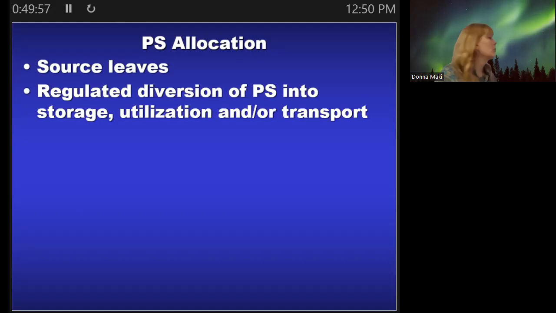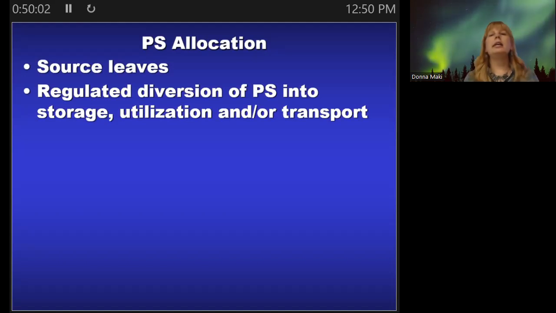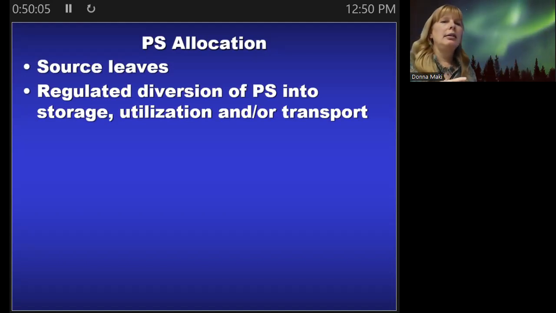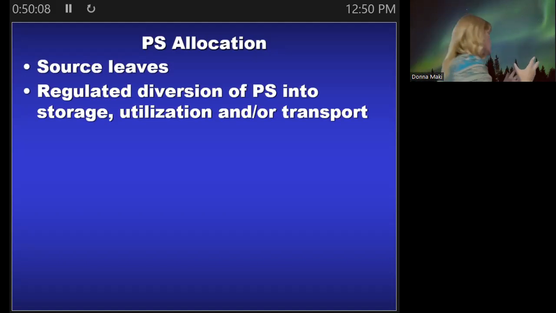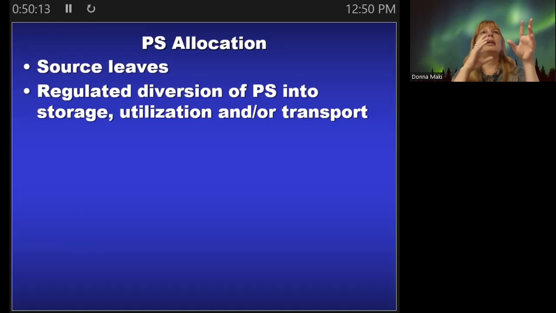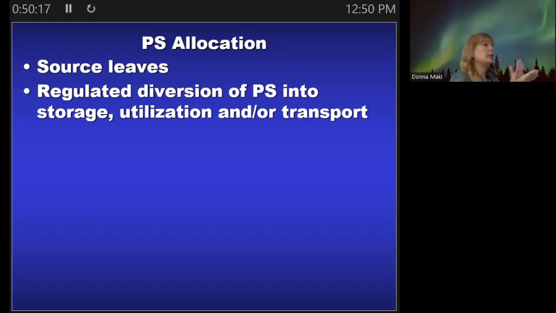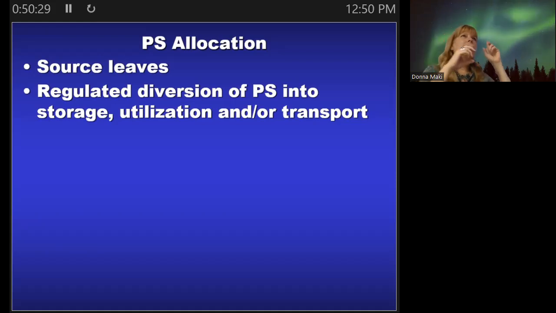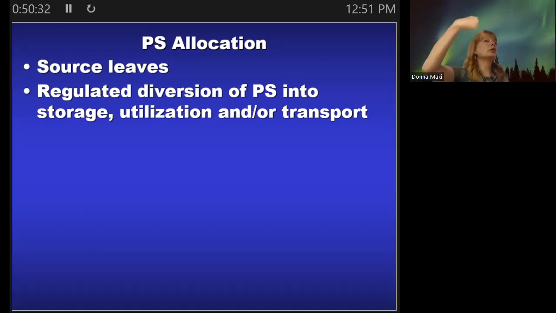All right, so allocation is looking at how the photosynthate is being used. So if you think about a source leaf and it's doing all that photosynthesis, the source leaf has to decide, what should I do with the sugar? Should I save some of it up? Should I use it for respiration? Should I use it for cell maintenance? Or should I transport it? So it's saying, how should I allocate all this lovely sugar I've made? How should I divvy it up?